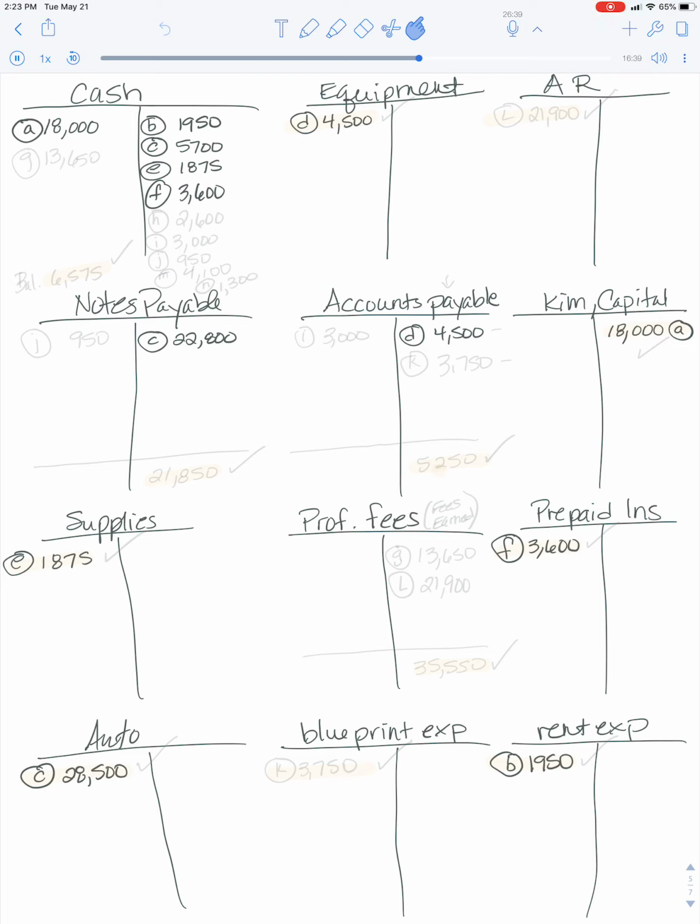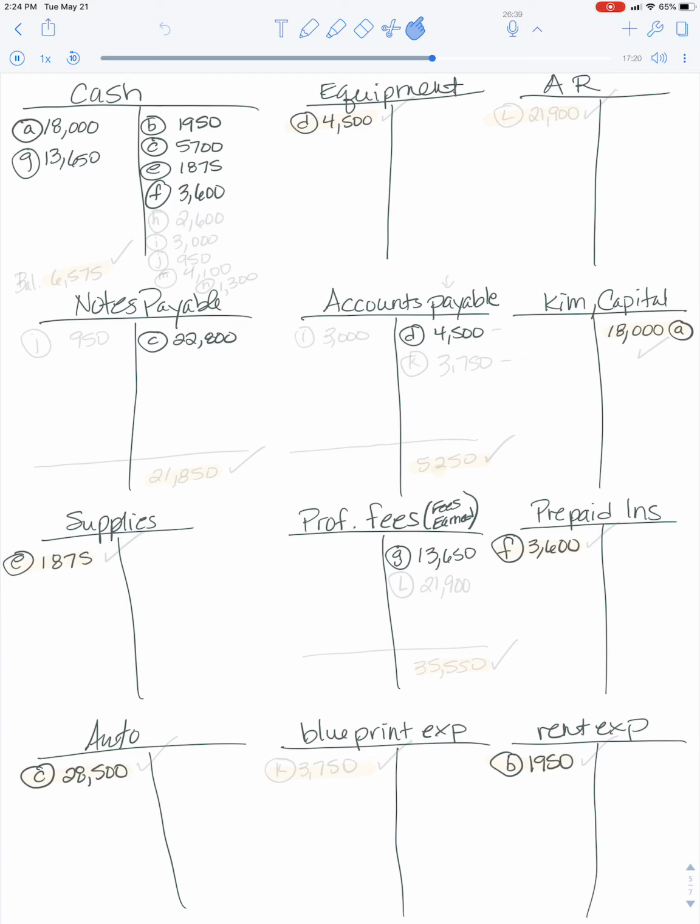$3,600. G, received cash from client for plans delivered. So it sounds like we provided some services, which your book calls professional fees. You could also call this fees earned. It's a revenue account, and we're just going to call it professional fees. So this is G. Revenues are normally credits, so we are increasing our revenue by crediting it. And we received the cash, so we're going to add some cash up here for $13,650 is going to go in our bank account.